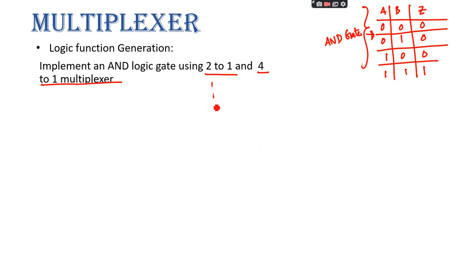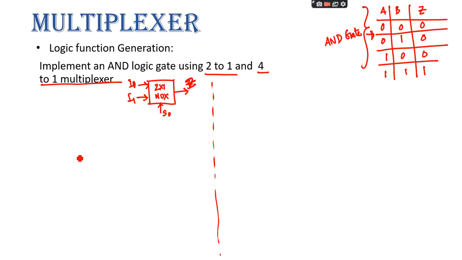Yes, sir. So if I want to make this truth table using 2 into 1 multiplexer, what is my input? I0 and I1, right? And what is my control input? S0. And Z will be my output, right? Yes, sir. So how can we do that?